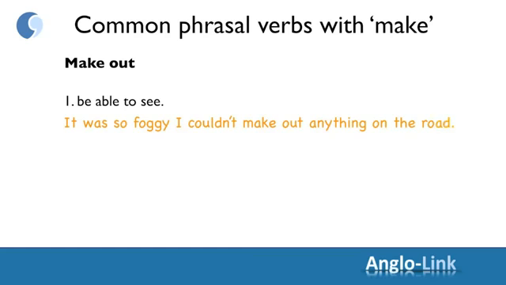For example, it was so foggy I couldn't make out anything on the road. And the second meaning of make out is to claim. He makes out that he's poor.